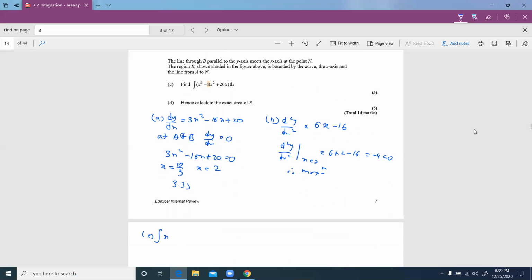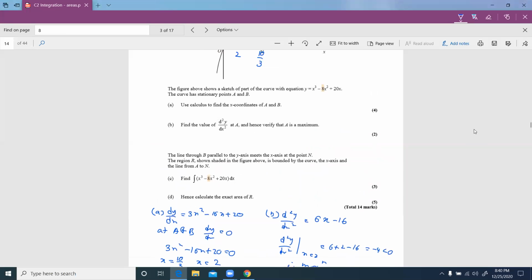See, the integration of x cube minus 8x squared plus 20x. If you do this, that turns out to be x to the power 4 over 4 minus 8x cube over 3 plus 20x squared over 2 plus c. So you can write 1/4 x to the power 4 minus 8/3 x to the power 3 plus 10x squared plus c as the final answer for that, right? Hence, calculate the exact area of region R.